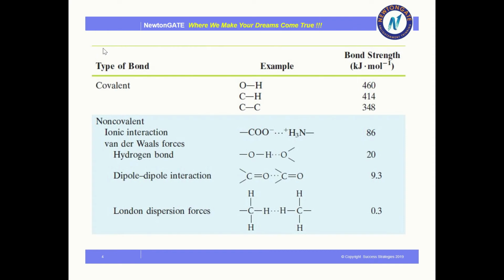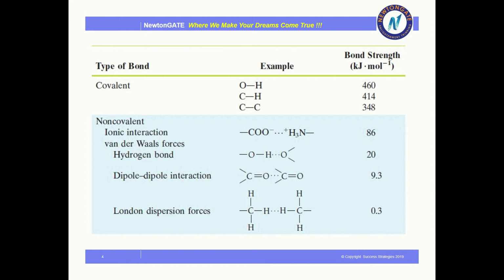So what are the different types of bond that you know? Covalent and non-covalent, right? Under non-covalent, you have ionic and van der Waals forces. In the van der Waals forces, you have hydrogen bond, dipole-dipole interactions, and London dispersion forces. You can see examples of covalent bonds like the OH bond, CC bond, CH bond. They all have covalent bond type, right?